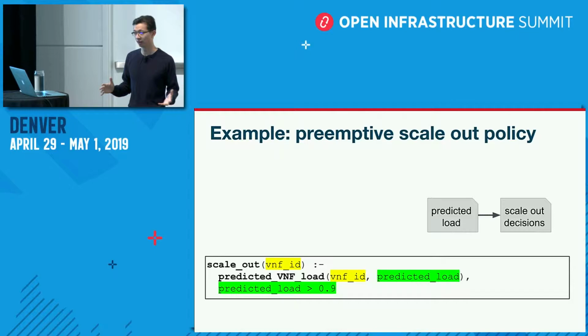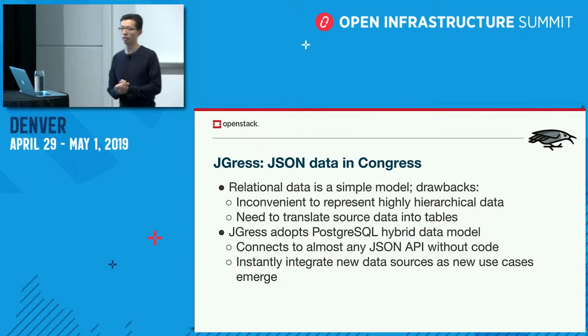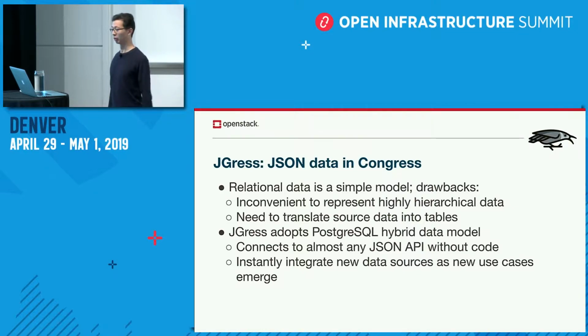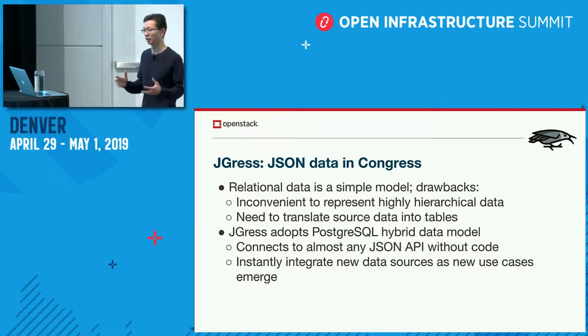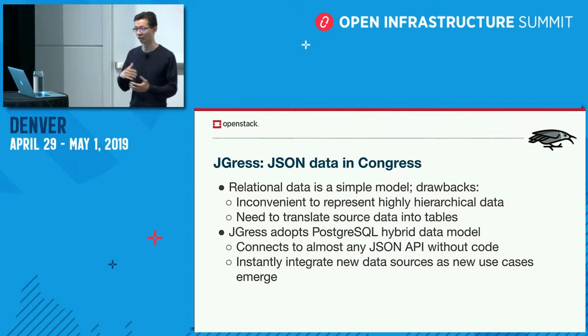So switching gears a little bit, I'm going to talk about a different new development that's important in Congress. Okay, so before the Stein cycle, Congress stores all the data in relational tables. And the relational data model is really simple, it's really useful, but it does have some drawbacks. So for one thing, it's very inconvenient to represent highly hierarchical data in relational form. And a lot of data on cloud is highly hierarchical, right?